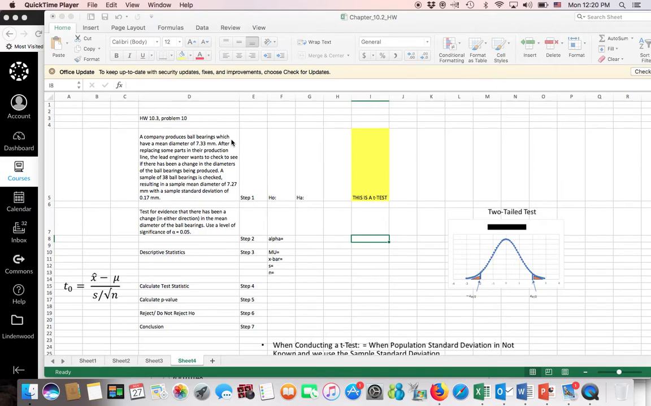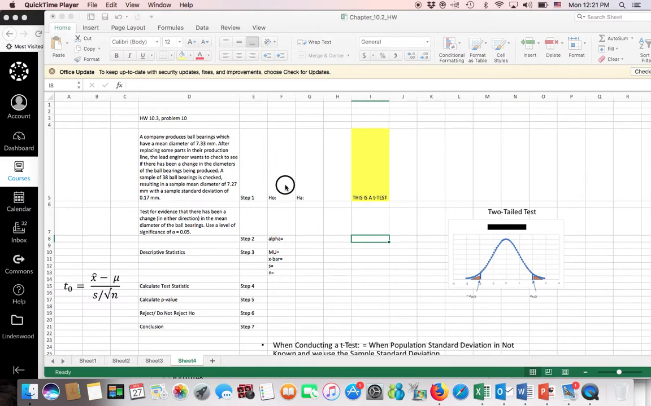After replacing some parts in their production line, the lead engineer wants to check to see if there has been a change in the diameters of the ball bearings being produced. A sample of 38 ball bearings is checked, resulting in a sample mean diameter of 7.27 millimeters with a sample standard deviation of 0.17 millimeters. Test for evidence that there has been a change in either direction in the mean diameter of the ball bearings. Use a significance of alpha equals 0.05.